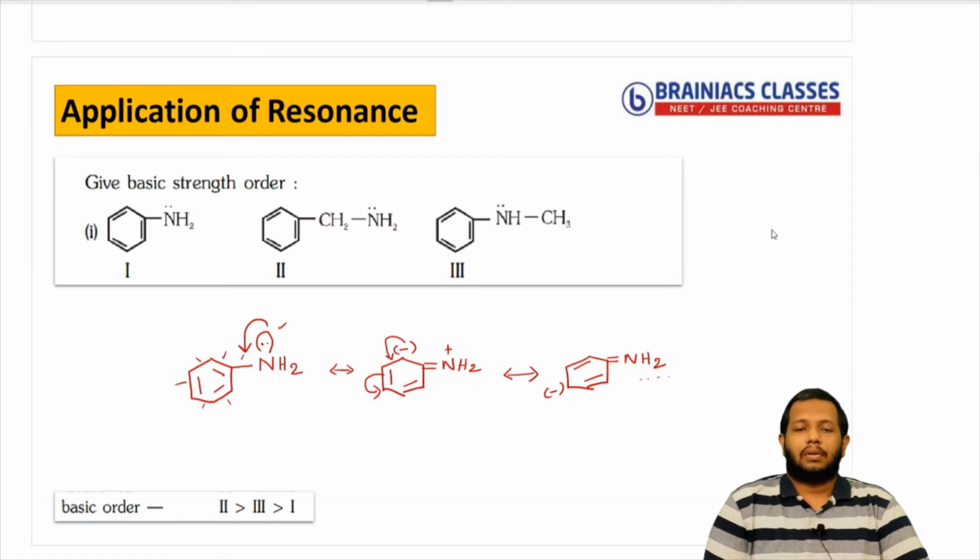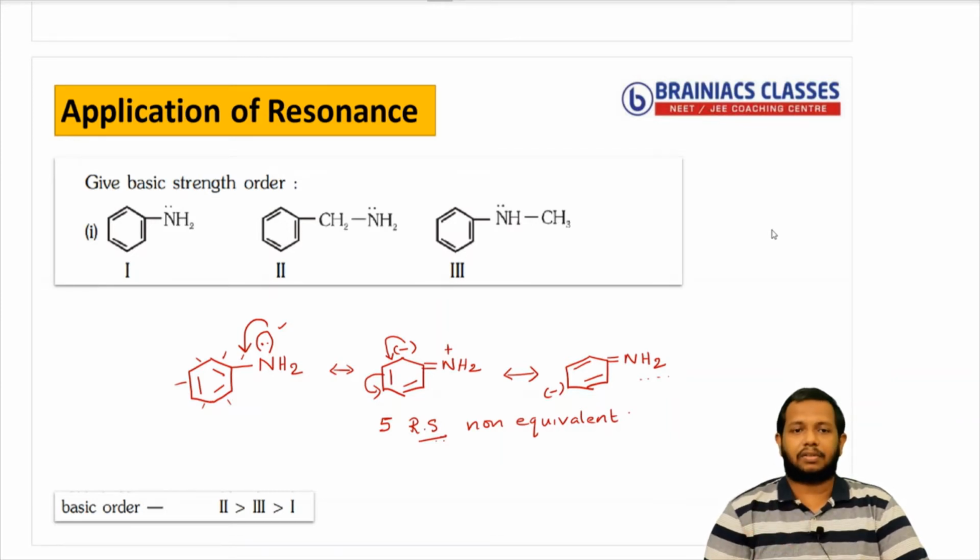5 resonating structures possible, non-equivalent. So what is the idea here? The purpose here is not drawing the resonating structures. What I mean to say is, this lone pair is not available for donation because it is entering into resonance. So indirectly, if there is resonance in a particular compound, then the lone pair present in that will be involved in resonance, and that lone pair will not be available for donation.